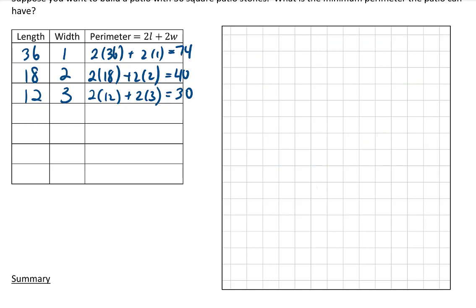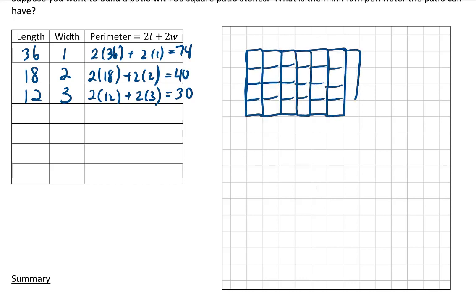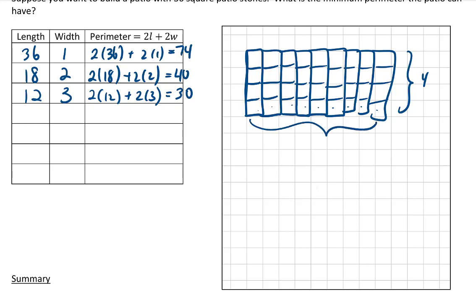So we've now done 12 and 3. So the next one is, let's go to 4. 1, 2, 3, 4 across. So this time we're 4 across, and we have 1, 2, 3, 4, 5, 6, 7, 8, 9 for the length of this. So we have 9 by 4. So that's 2 times 9 plus 2 times 4. So it's 18 plus 8, which gives us 26.